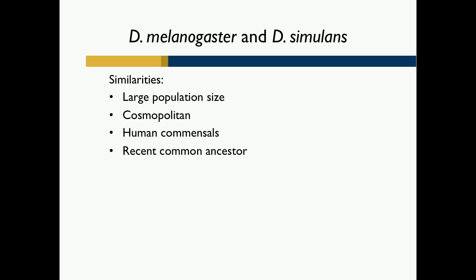So basically, I wanted to compare the patterns between species. These two species are very similar. They have a lot of similarities. They both have very large population sizes. They are cosmopolitan species that are also human commensals. The divergence time between Drosophila melanogaster and Drosophila simulans is only around 2 to 3 million years, so they share recent common ancestors.